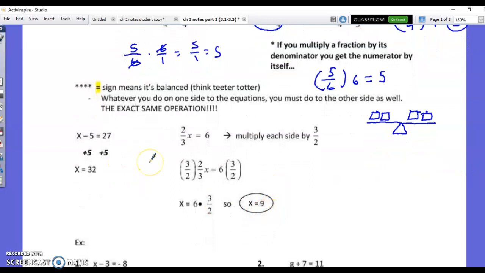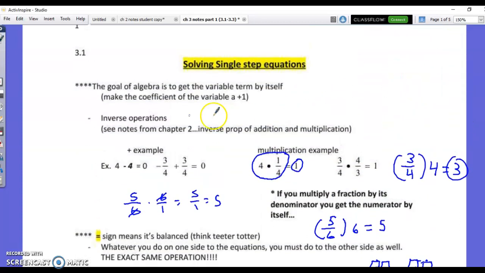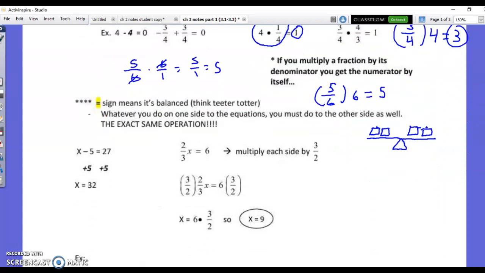And when I say whatever you do on one side, you have to do on the other side, I'm talking about of the equal sign. So this is our teeter-totter. This is telling us that x minus 5 is the same as 27. Now, I've mentioned before, the goal of algebra is to get the variable by itself to equal a positive 1.